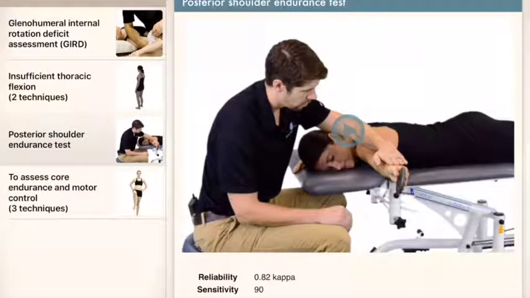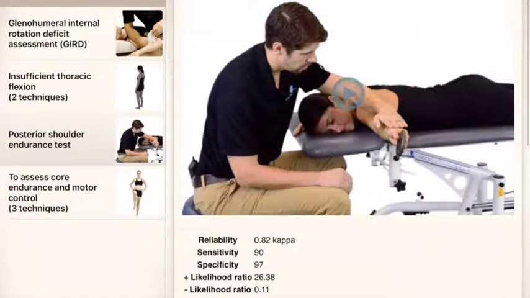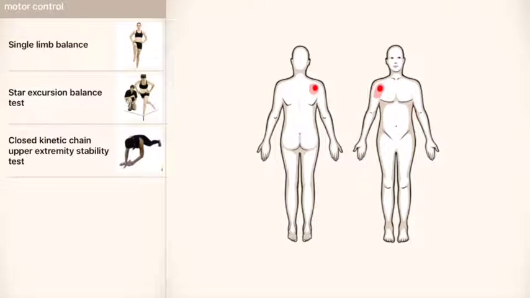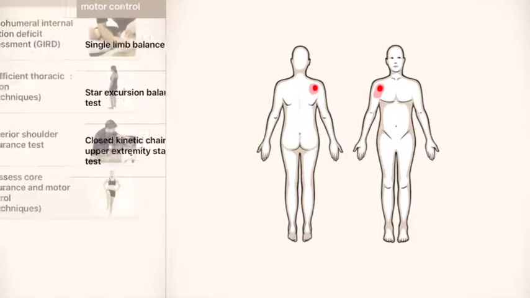Posterior shoulder endurance test. You can see the sensitivity and specificity data there. And also, because these athletes often spend time on a single limb at some phase of their sport, you can see some single limb balance, star excursion balance test, and also a closed kinetic chain upper extremity stability test. So these are all tests that are relevant for these high-level athletes.